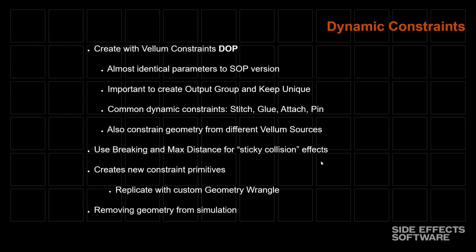Some of the dynamic constraint types that you'll be creating with the Vellum constraint DOP are things like stitching geometry together, gluing geometry together, attaching Vellum geometry to external geometry, and pinning geometry in place. We'll look at examples of all those things.